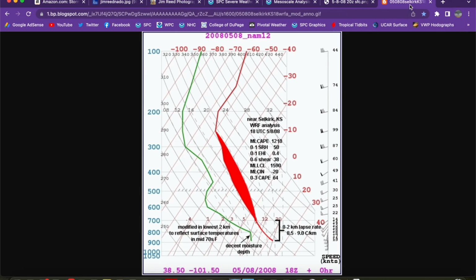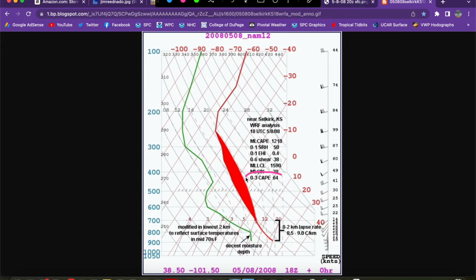Now, here is our proximity sounding. This is from a John Davies article on this Selkirk, Kansas tornado case. And this has been a little bit modified using the lower level profiles, the surface observations near Selkirk, Kansas. We do see nice instability there, mixed layer CAPE of about 1,200 joules per kilogram. Deep layer shear on the higher side, definitely in the margin, definitely favorable for supercells, about 40 knots or so. But again, not a prerequisite for landspout tornadoes.